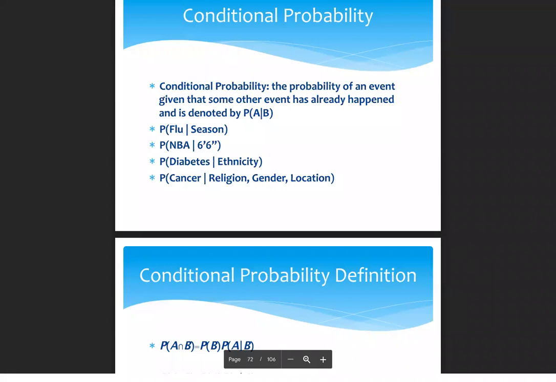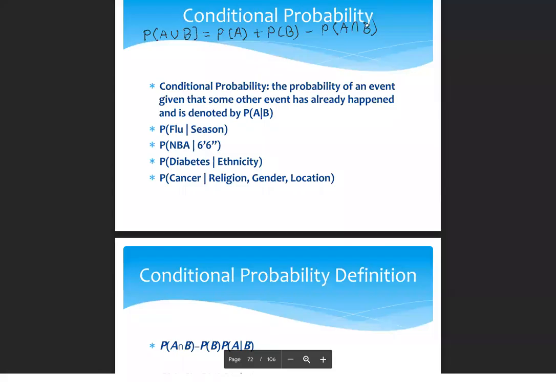Morning. So let's recap what we talked about last time. We talked about the addition rule. The probability of A union B is the same as the probability of A plus the probability of B minus the probability of A intersection B. This is something we talked about last time, and we gave a bunch of examples of it.